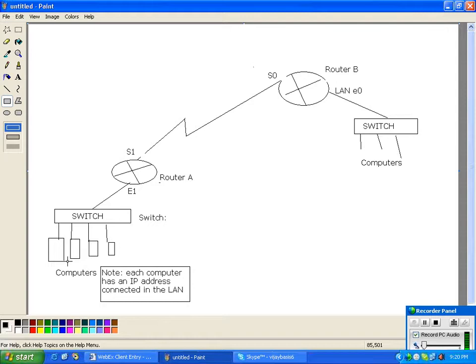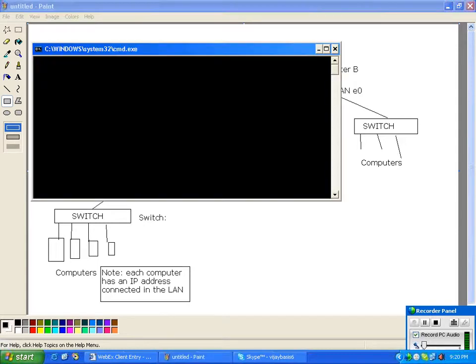These switches are connected in the LAN. These switches are called LAN switches. All the computers connect to a switch, and our computer will communicate with the other computers via these switches. And switches are not represented with any IPs. So let me just trace.